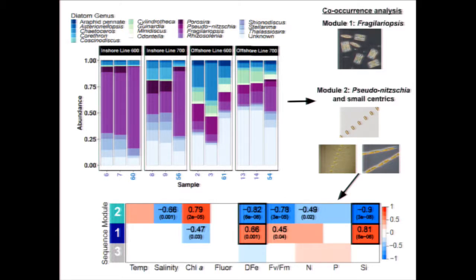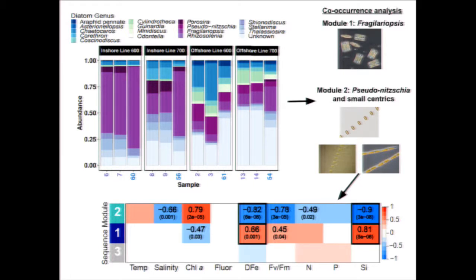Different species of Fragilariopsis made up module 1, or group 1. And then module 2 is Pseudo-nitzschia and some small centrics like Thalassiosira and Chaetoceros that form chains. These groups were strongly co-occurring in both cruises.